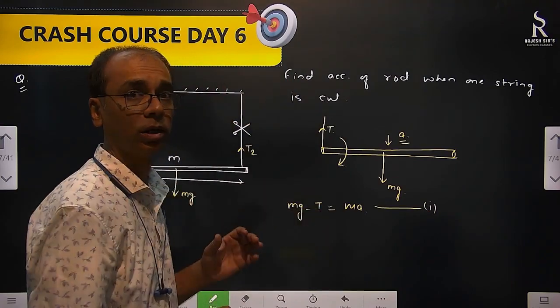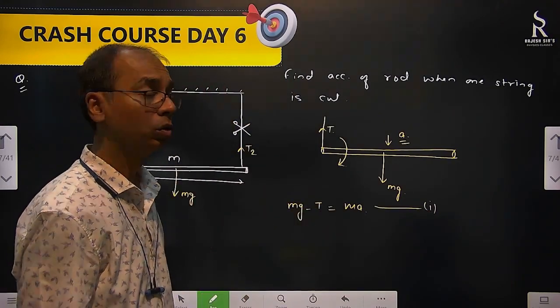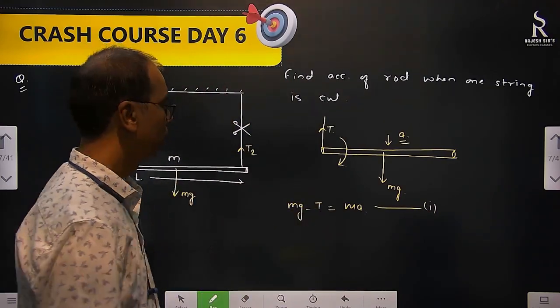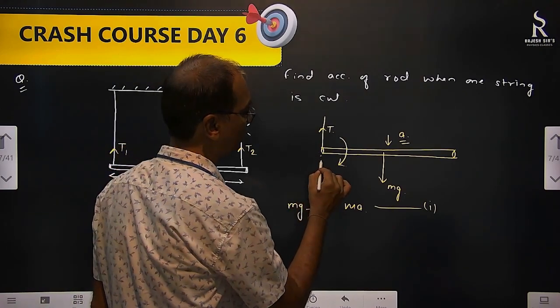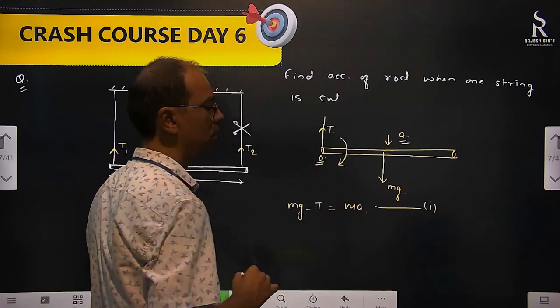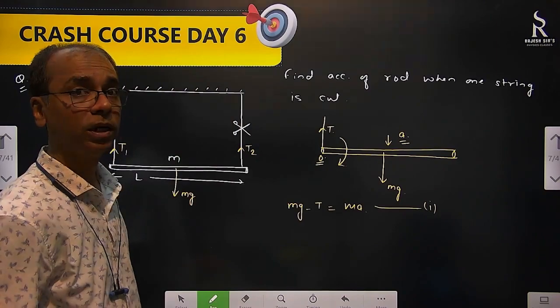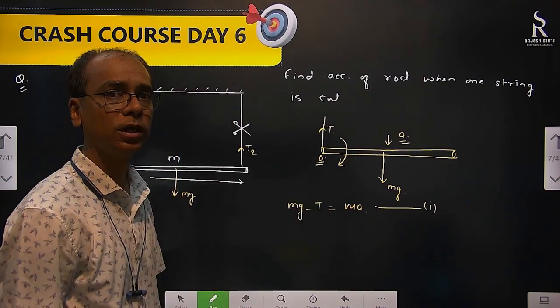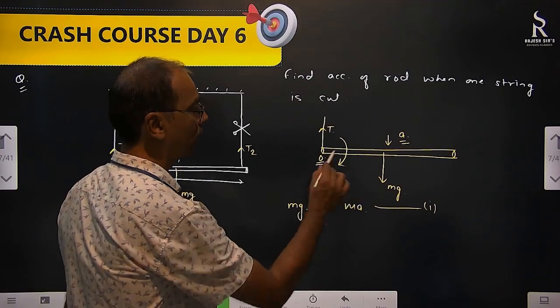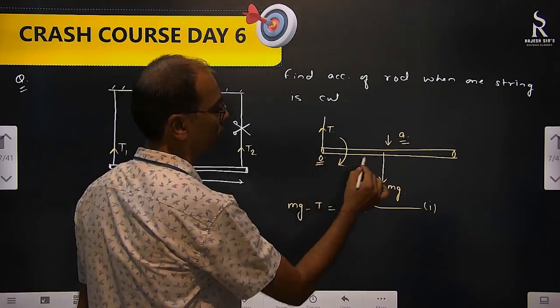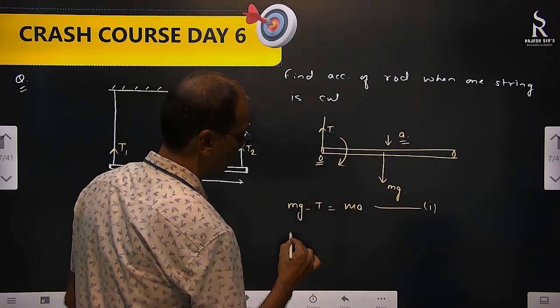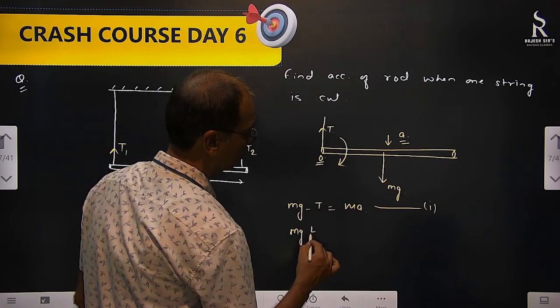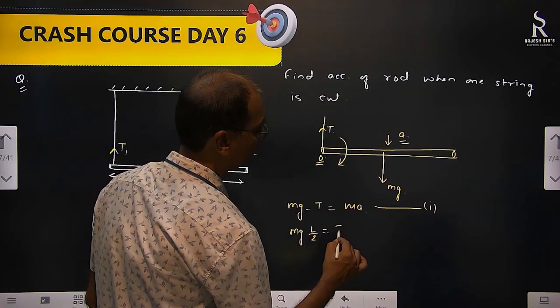Then what else can we do? This is rotating, obviously, so torque is there. About which point? Let's say this point is O. Who's creating torque about this point? Torque of mg is there. So mg into what? L by 2. This is the perpendicular distance, you can see. So mg into L by 2 equals what? I alpha.